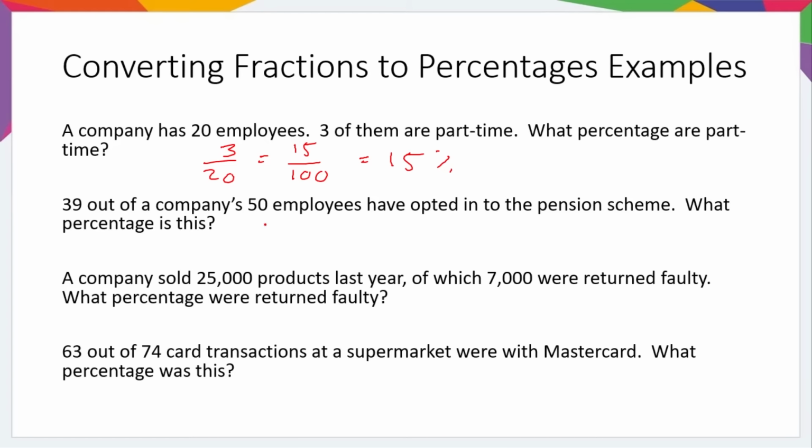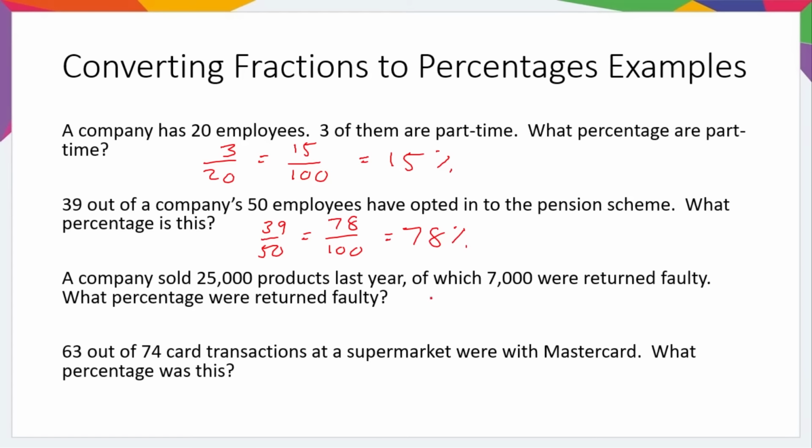In the second question, we'll just write it as a fraction, 39 out of 50. So we're converting this into a fraction out of 100. So as it's out of 50, we just need to double the top number. And 39 times 2, well, 2 40s are 80, so go back 2, that's 78, so 78%.